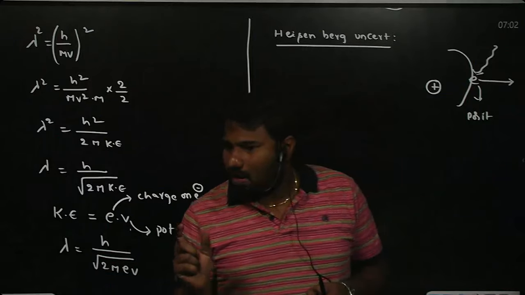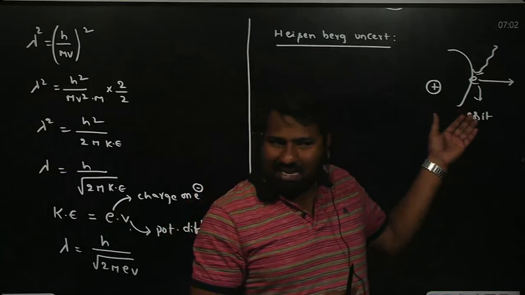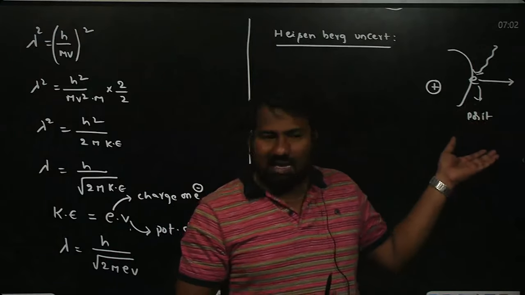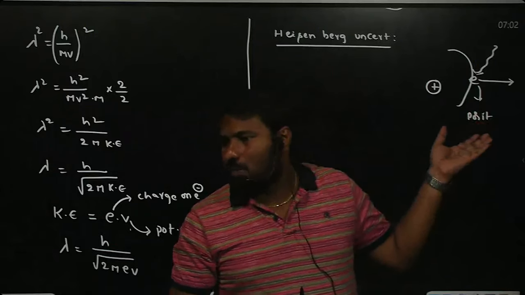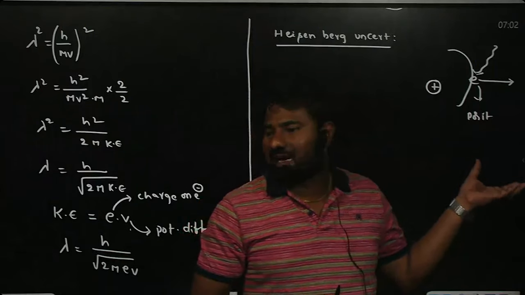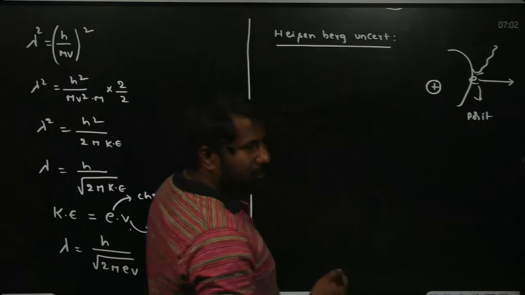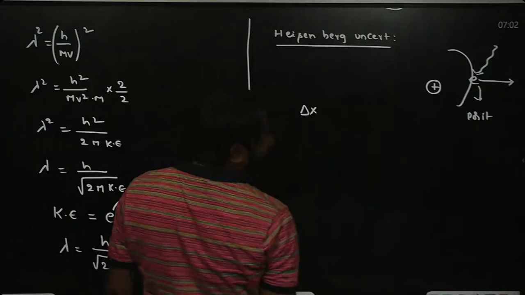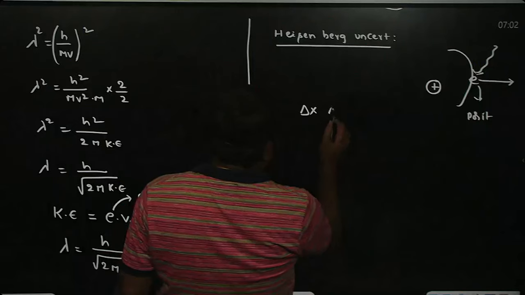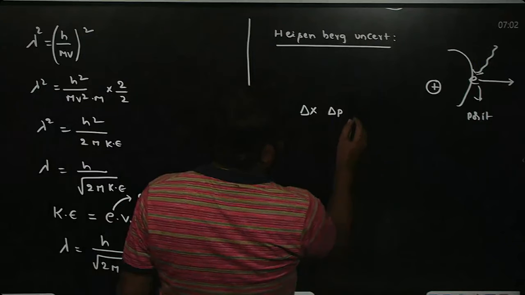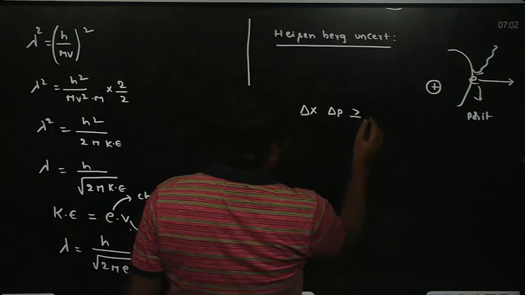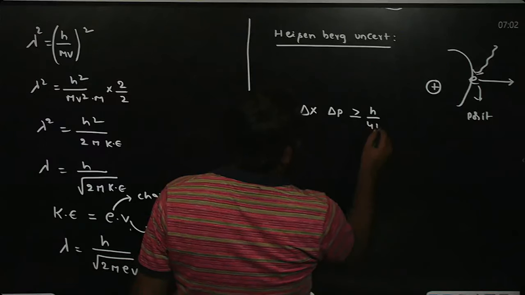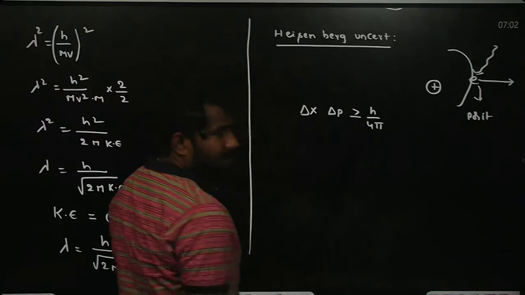So if you are going to find the exact uncertainty in position and simultaneously the exact uncertainty in momentum, you could not get the exact value. If you need to express that error, the change in position is called delta x and the change in momentum is called delta p. That must be greater than or equal to h by 4 pi. h by 4 pi.